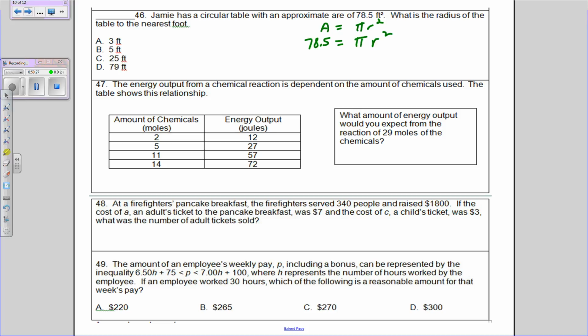So I'm going to let you do the calculator work, but we'll talk through the steps. The first thing you want to do is divide both sides by pi. And then you want to take the square root of that answer to get rid of radius squared, and you should get that radius is approximately 4.99, which is B.